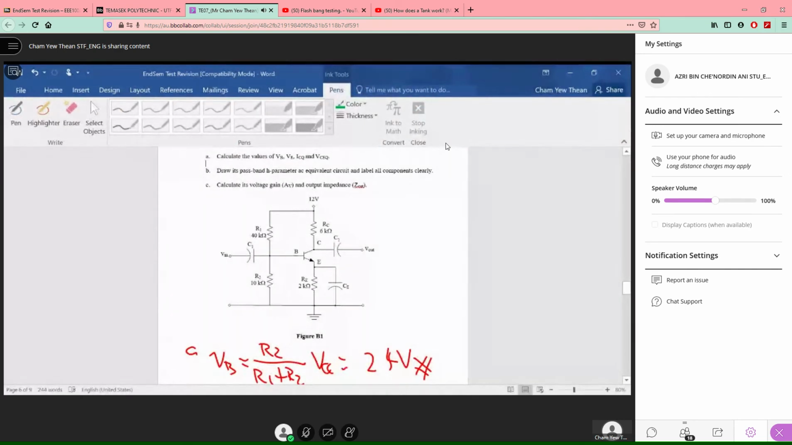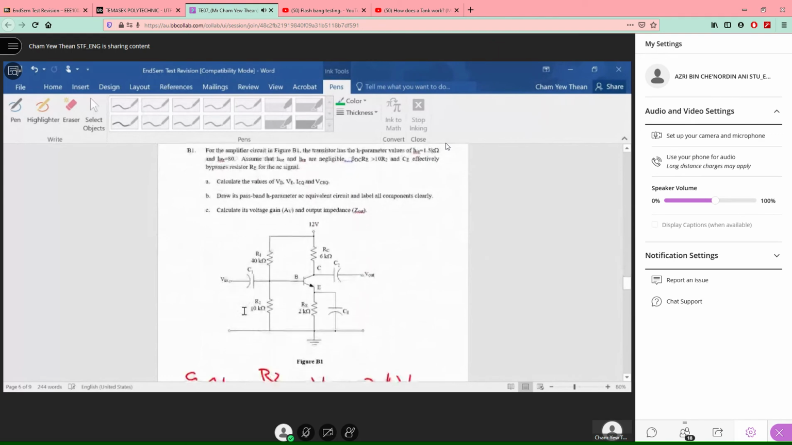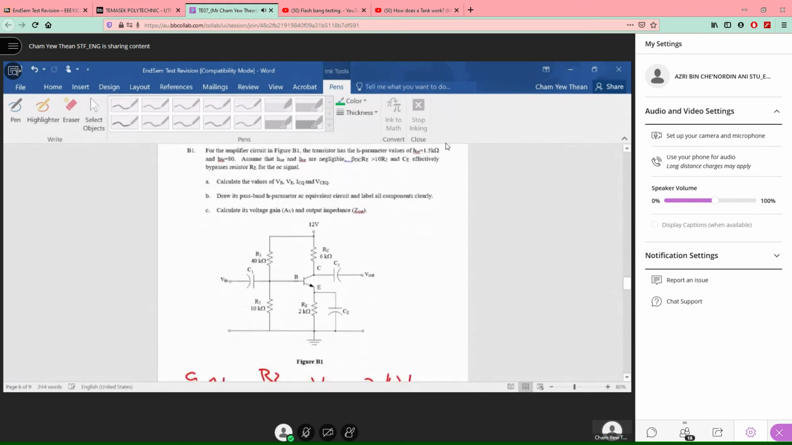Okay, this one is your BJT already. Now, third question. This is about BJT. So basically, what is the bias? This is voltage divider bias. This is a BJT.